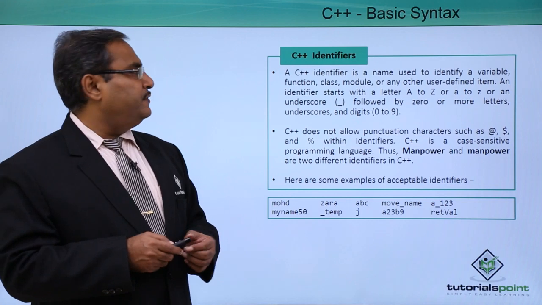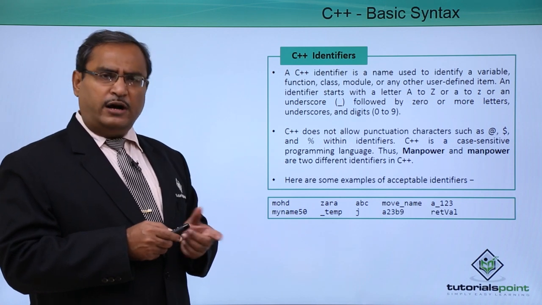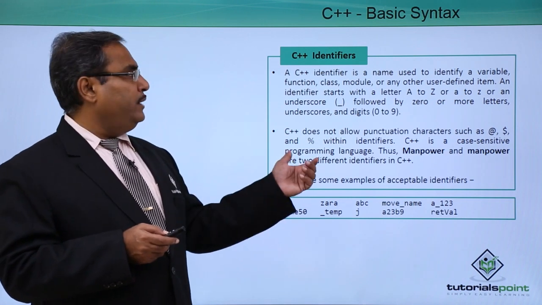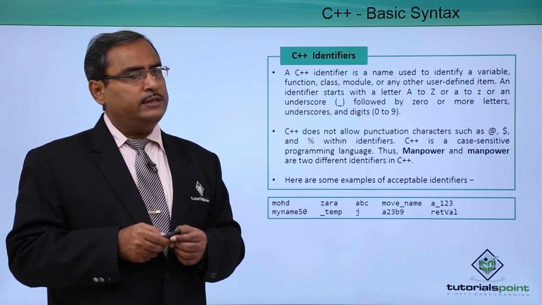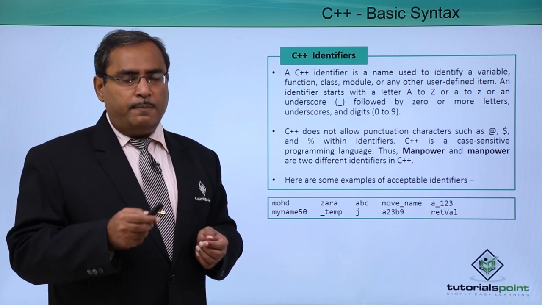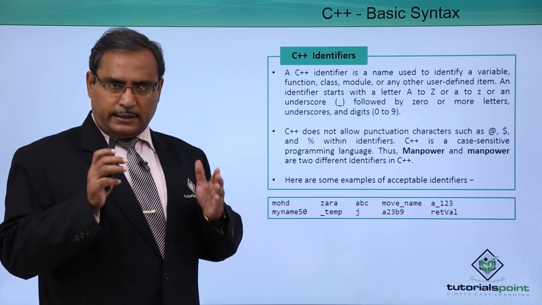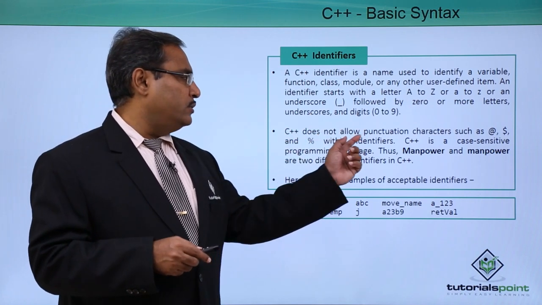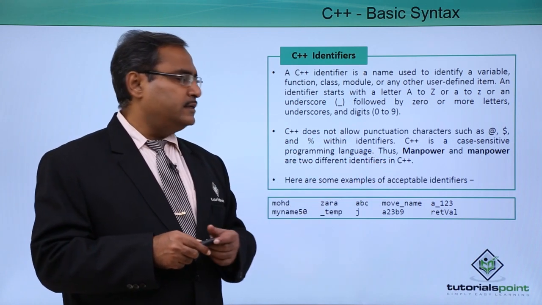C++ identifiers. A C++ identifier is a name used to identify a variable, a function, a class, a module or any other user defined item. While defining a variable, the variable name should start with an alphabet, either lowercase or uppercase. It can also be preceded by an underscore character, but a variable name cannot start with a digit, although digits may appear in the variable name. It has been written here. C++ does not allow punctuation characters such as $ and percentage within identifiers.